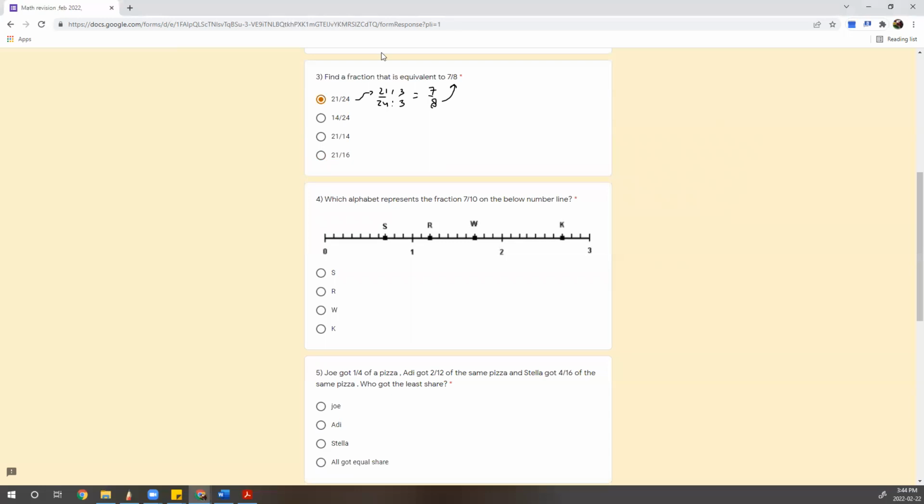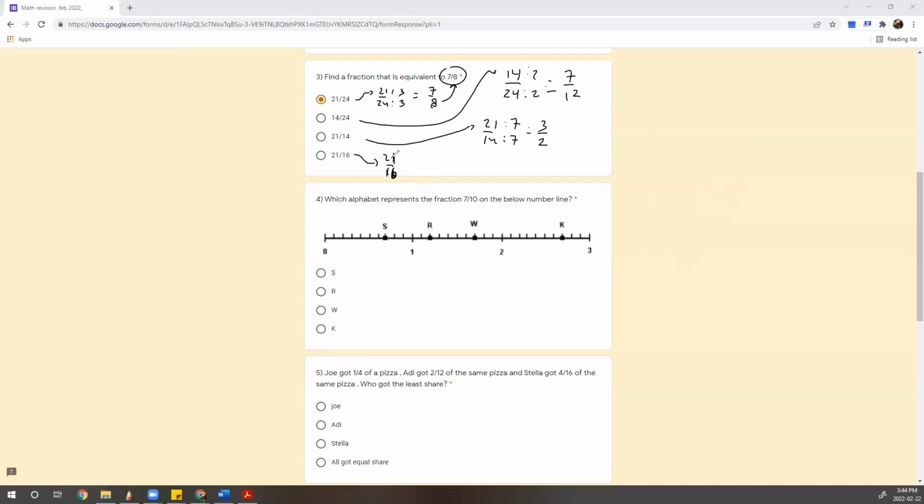Okay, there you go. How about this? If I want to change this, 14/24, I divide by 2. 7 out of 12. See, not 7/8. 21/14, I divide by 7. Yes, I think I can divide by 7. Yes, 3/2. Far from 7/8. Even it's not getting near. 21/16. We cannot make it further.